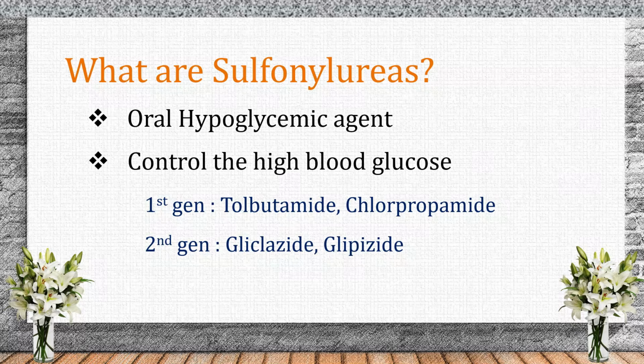They are oral hypoglycemic agents primarily used to lower blood glucose levels in patients with type 2 diabetes. Unlike insulin injections, these pills stimulate your pancreas to release insulin. Examples include first-generation drugs like tolbutamide and chlorpropamide, which are less potent and require higher doses. Second-generation drugs like gliclazide, glimepiride, and glipizide are more potent, require smaller doses, and have fewer side effects.